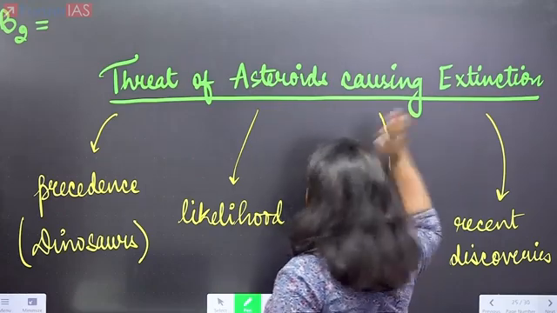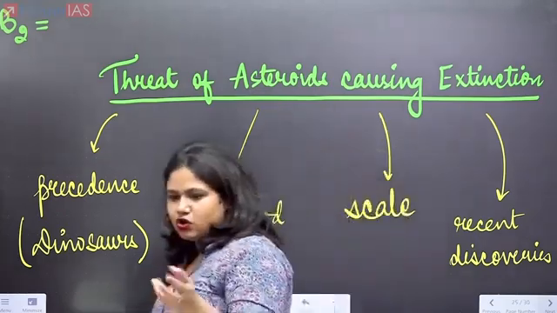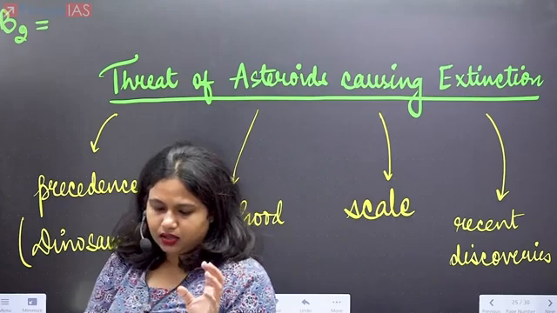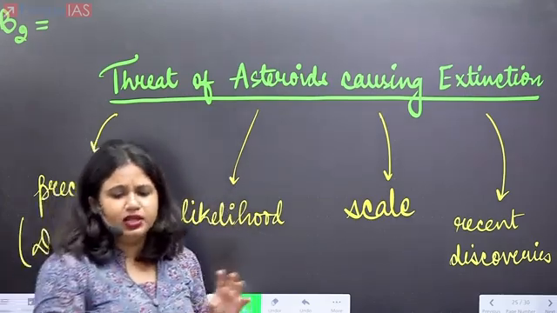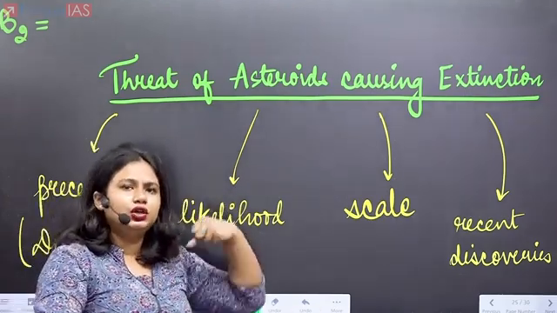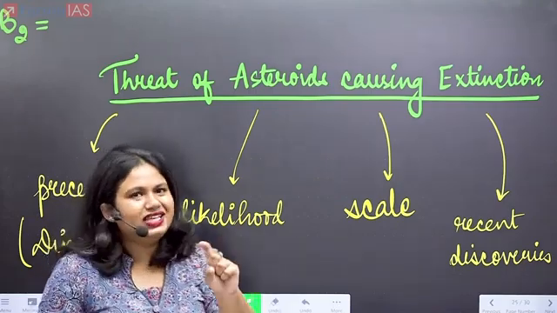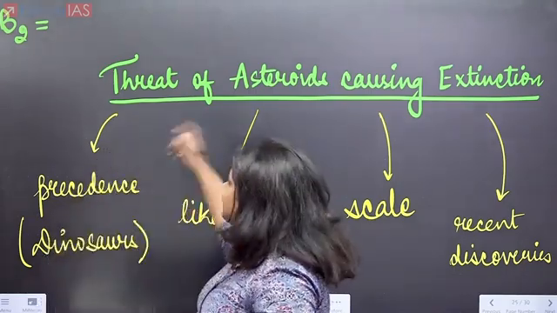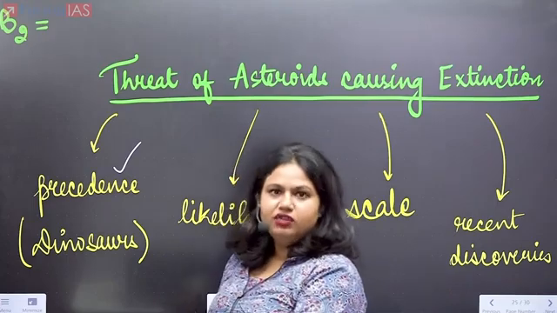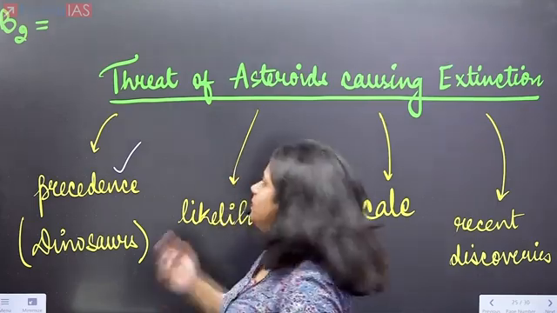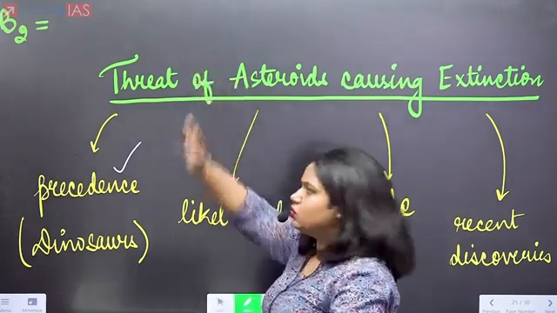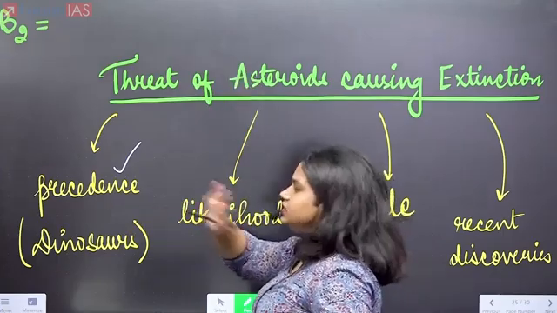Threat of asteroid causing extinction. First, let's talk about the thought process. When you have to analyze whether or not it's a real threat, right? What are the aspects that we can talk about? Has it happened before, right? For you to find the veracity of the statement, to check whether it is real or not, first you have to see whether or not it is possible.